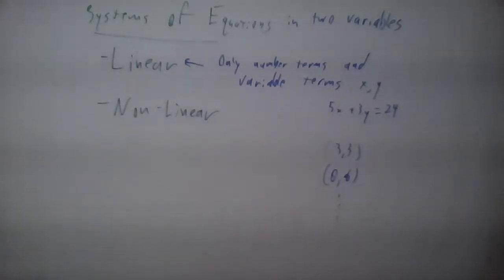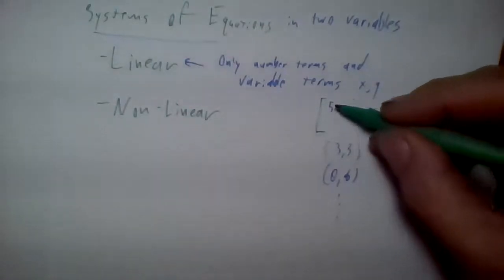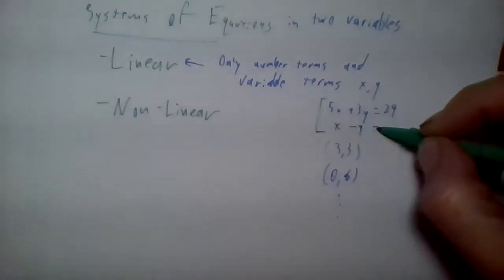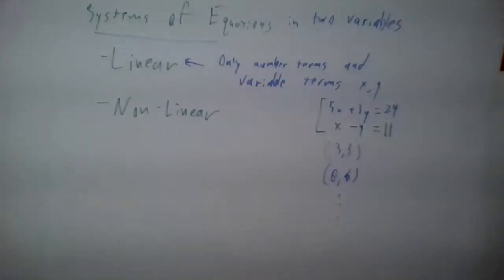A system is going to say this has to be true, and you can link them together with some symbol if you want, but the other equation is also true. So like x minus y equals 11. That would have a different set of solutions that work there. And in order to be a solution to the system, both of these things would have to be true.